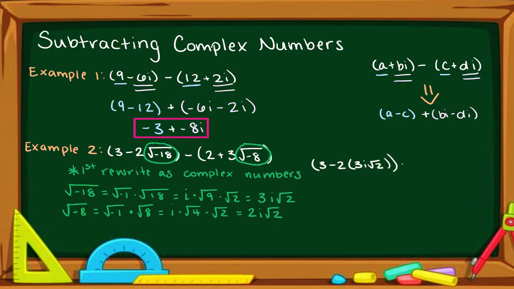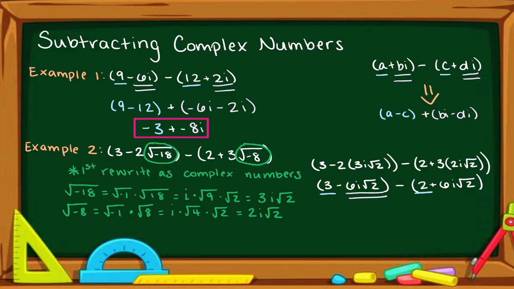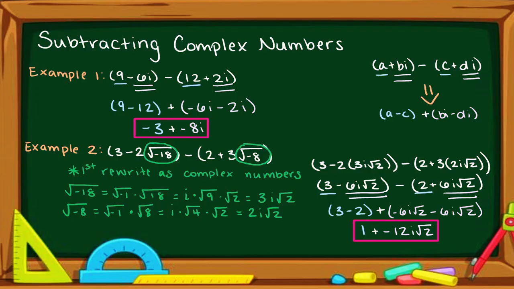Let's rewrite our expressions using the imaginary numbers we just found. That gives us 3 minus 6i square root 2 minus 2 plus 6i square root 2. 3 and 2 are like terms, and negative 6i square root 2 and 6i square root 2 are also like terms, for two reasons. They are both imaginary numbers, and they both have a square root 2, which means they can be combined. Subtracting our like terms gives us a final answer of 1 plus negative 12i square root 2.